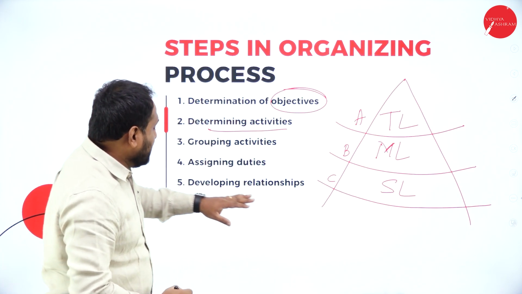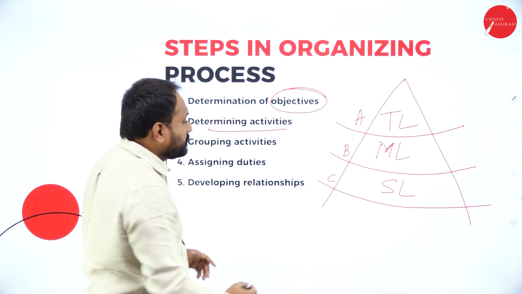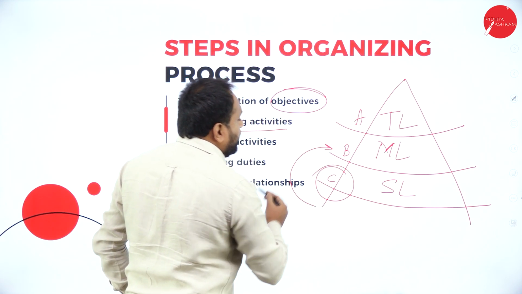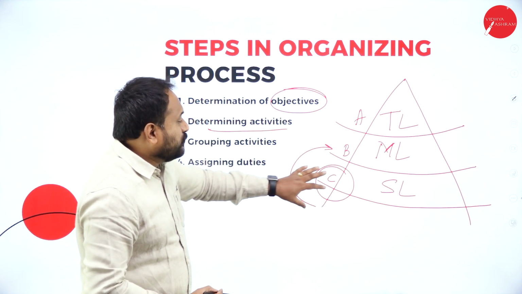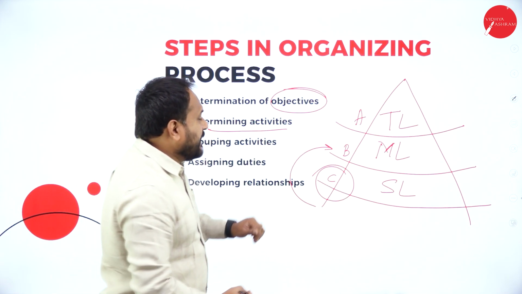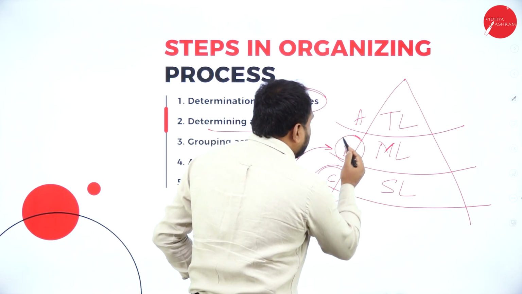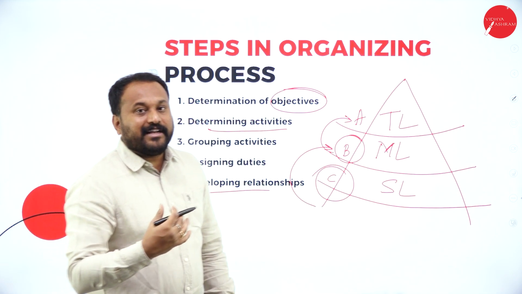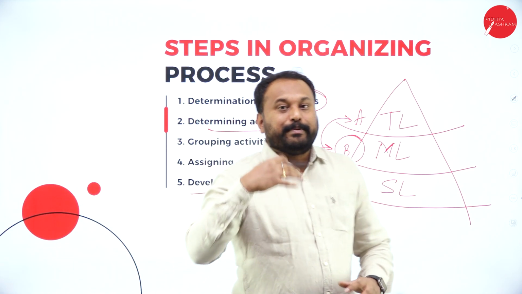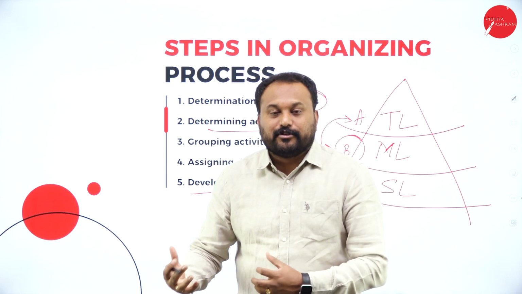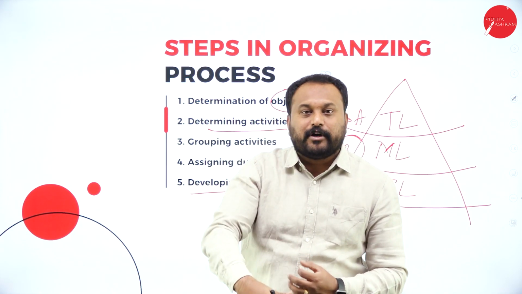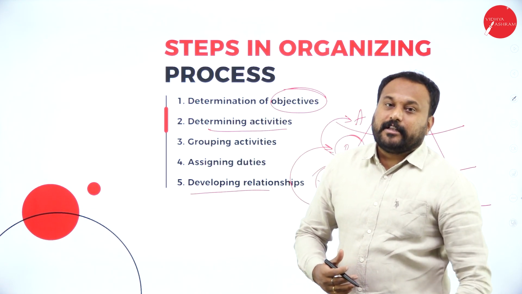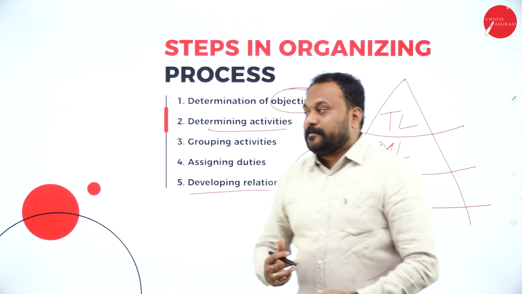What exactly is developing relationship? As soon as C finishes something, he needs to report it to B, saying that this is what is done. As soon as B gets a report from C, B needs to report it to A. That is what is called developing relationship between the superior and the subordinate. So it can be from superior to subordinate as well as subordinate to the superior. So these are called the process of organizing.